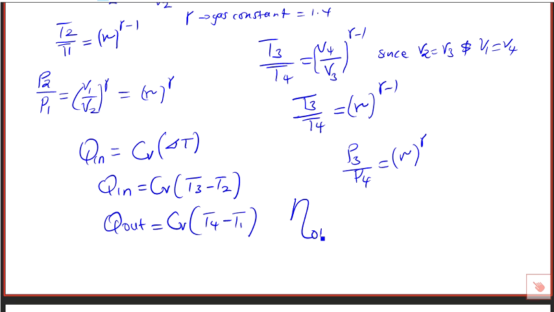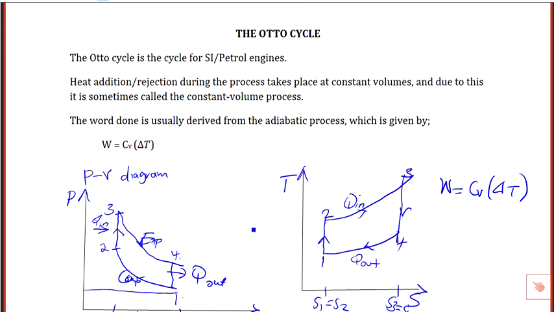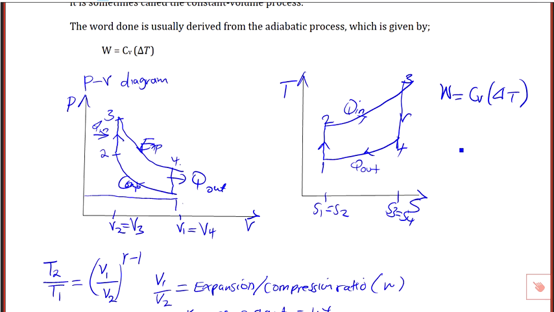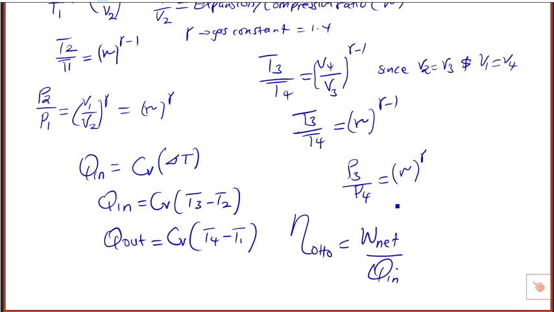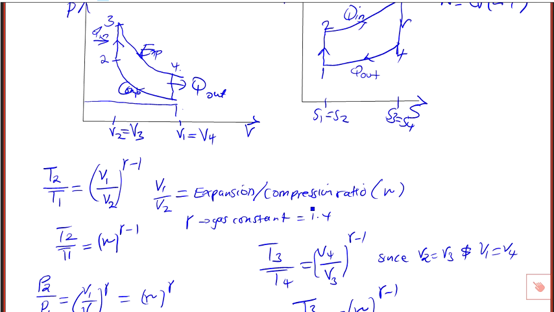The efficiency, or the Otto efficiency, is usually the net work done divided by Q in, and we have said that work done is Cv into change in what? Temperature. So we shall look at one example and see how we can apply these formulas in a question.